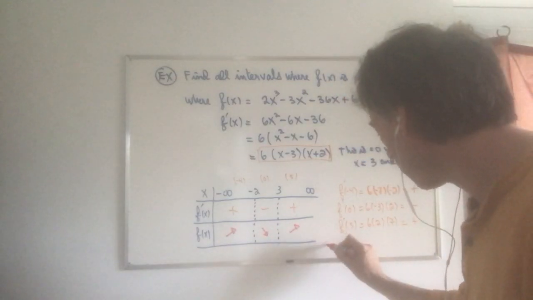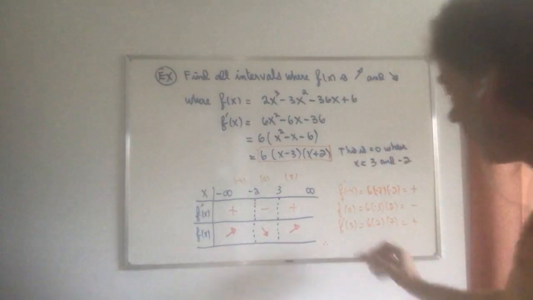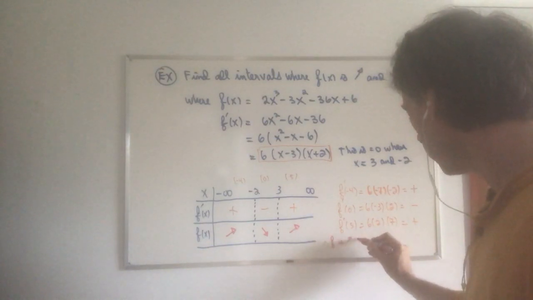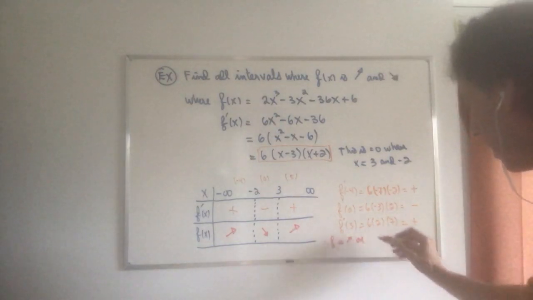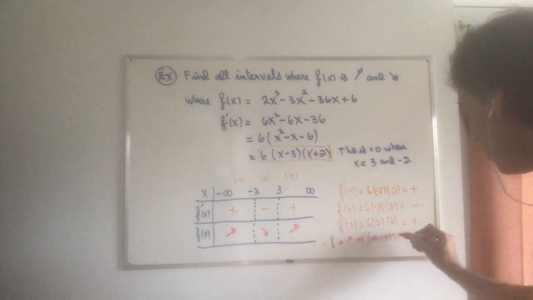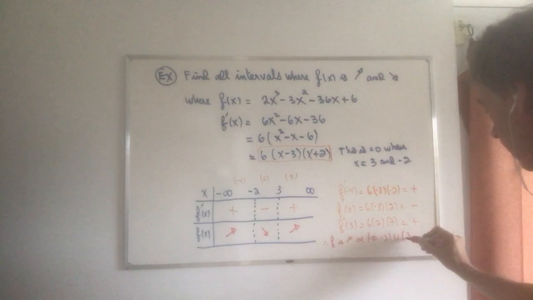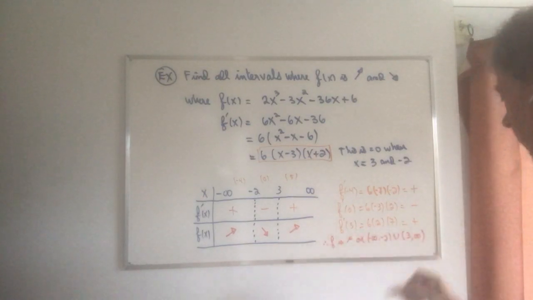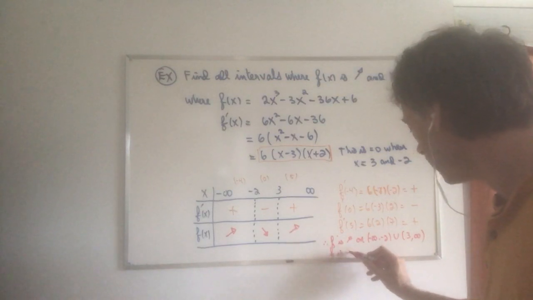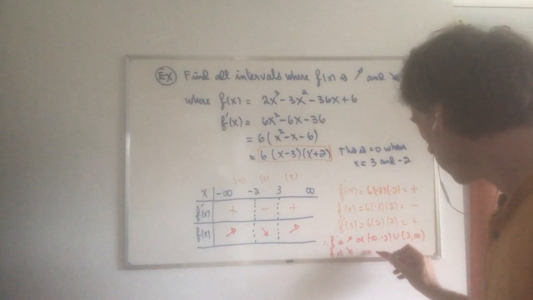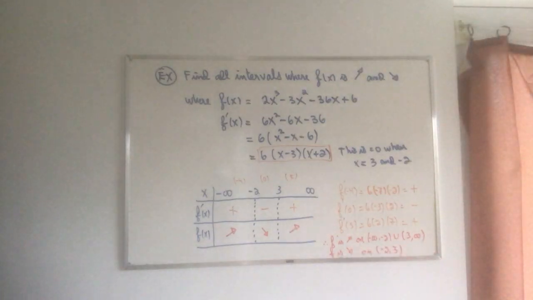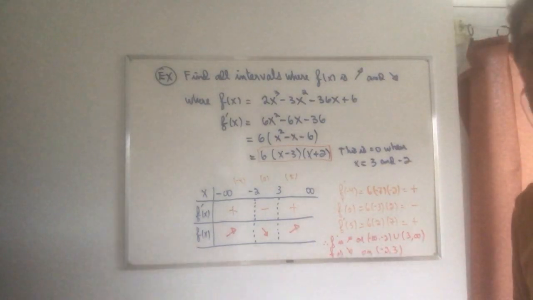So I can draw my conclusion here, and I can say that f is increasing on minus infinity to minus 2, union 3 to infinity. And I can also say that f is decreasing on minus 2 to 3. We keep those intervals open.